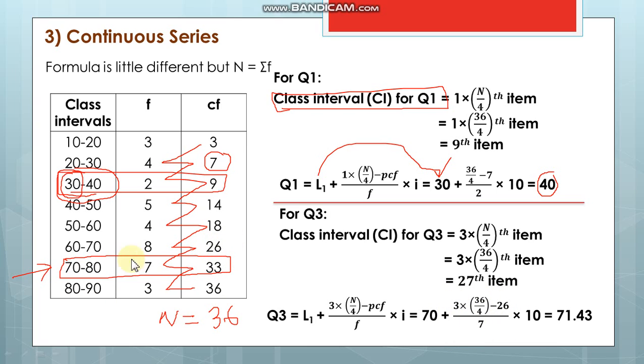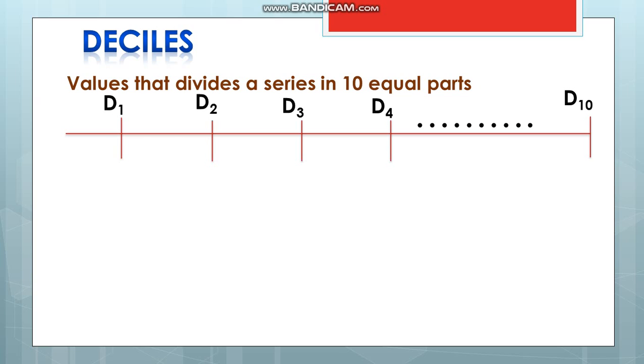So 26 divided by frequency of this class, that is 7, into width of the class 10. So the answer is 71.43. So that is how we can do it for 3 different series: individual series, discrete series, and continuous series. Now the same thing we will repeat in case of deciles.